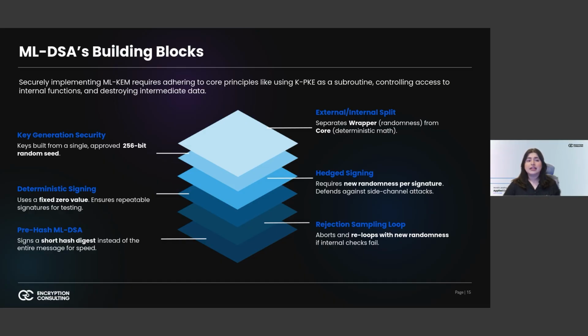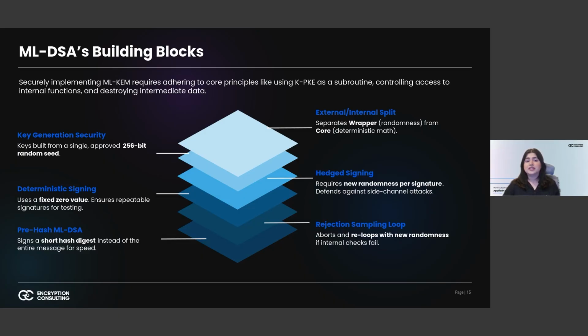The alternative is deterministic signing. This optional mode eliminates randomness, fixing the seed to a 32-byte string of zeros. The result is a fully deterministic process. Signing the same message twice always yields the same signature. This predictability is invaluable for rigorous testing, debugging environments, and compliance where specific repeatable results are required.